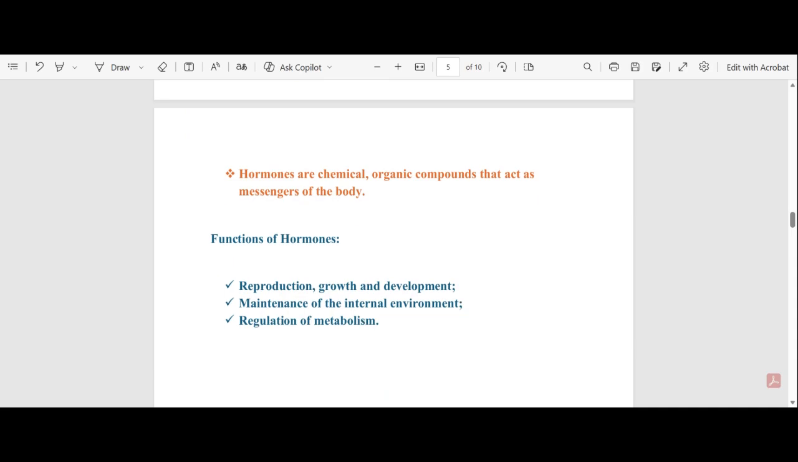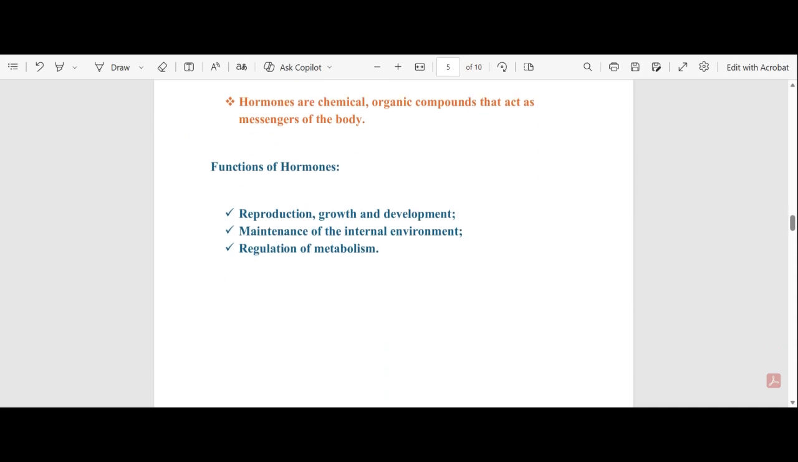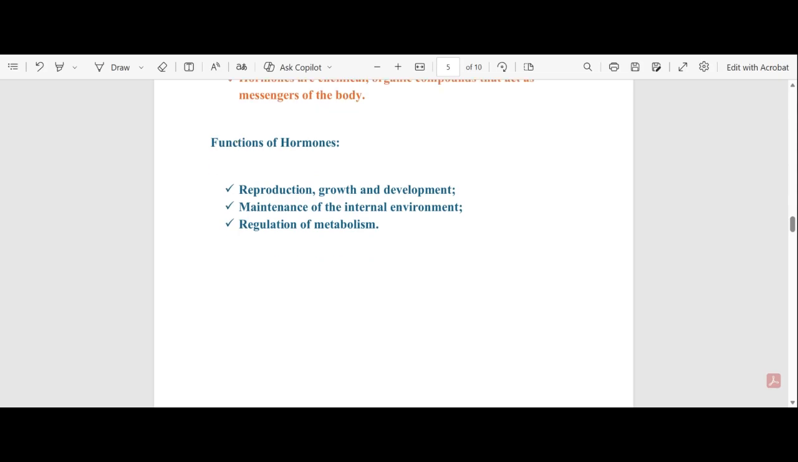Okay, let's continue. What are the functions of these hormones? Some hormones are responsible for reproduction, growth, and development. Now let's go to the second function. Most hormones are responsible for the maintenance of the internal environment, so they help us maintain the internal environment.